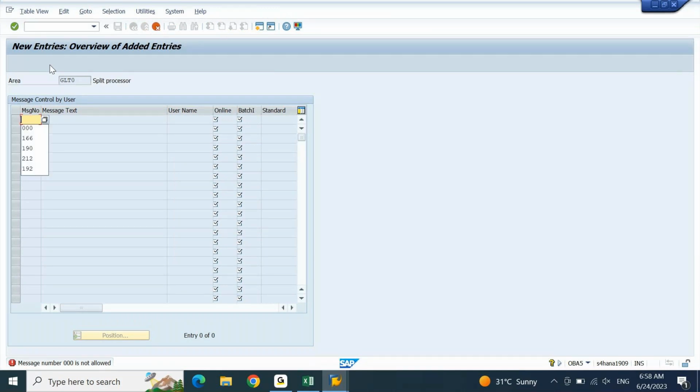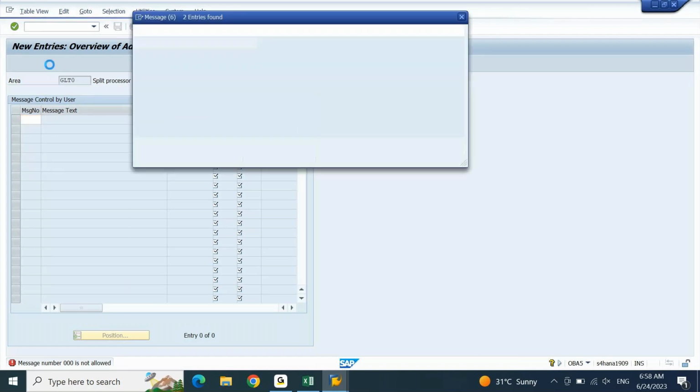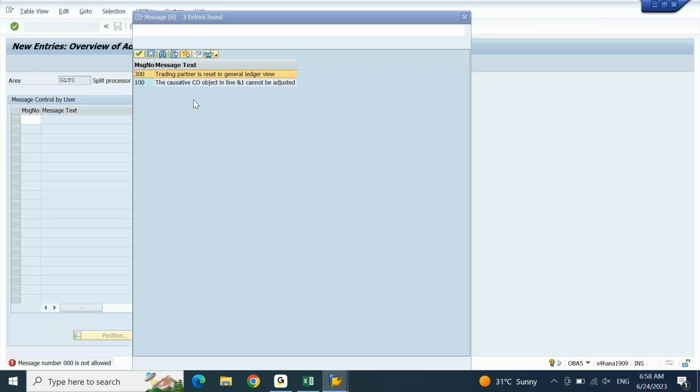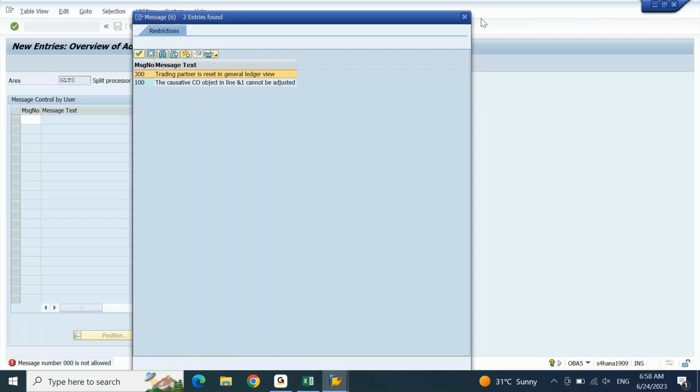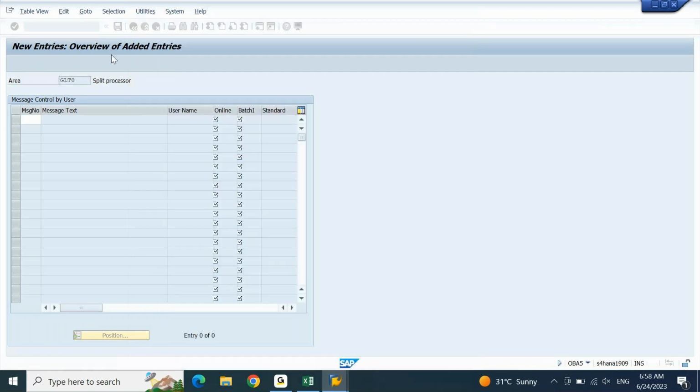GLT0 is the classic GL table. Here you don't have this. Yeah, GLT0 is the classic GL table. Something related to splitting is happening because of document splitting. This is giving this error.